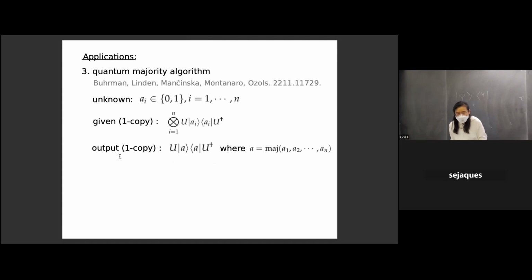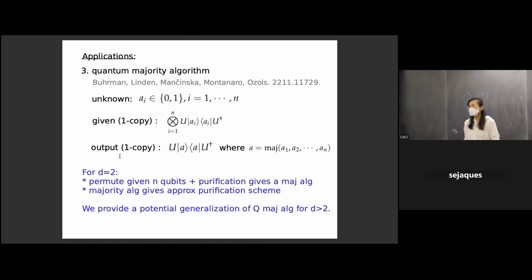So it turns out that for 2 dimensions, the majority problem and the purification problem are essentially equivalent. If you have n qubits, you can permute them around and then you can do the purification, and the output will effectively be the majority. If you can perform the majority, you can use it to purify the state, and vice versa. So our protocol and other protocols for purification provide a generalization of the quantum majority problem for d dimensions.